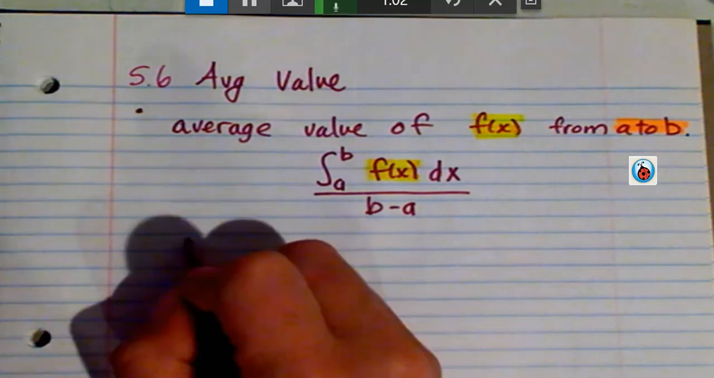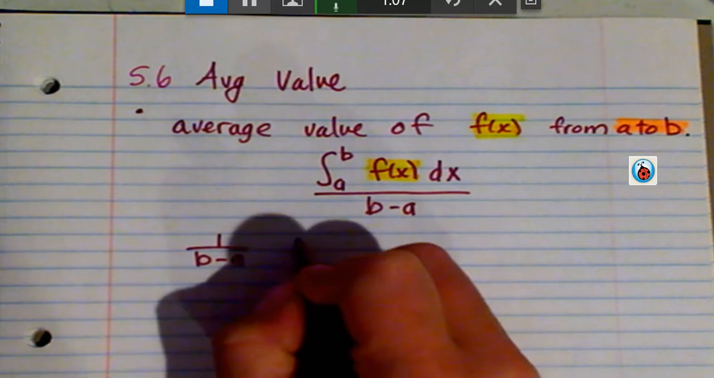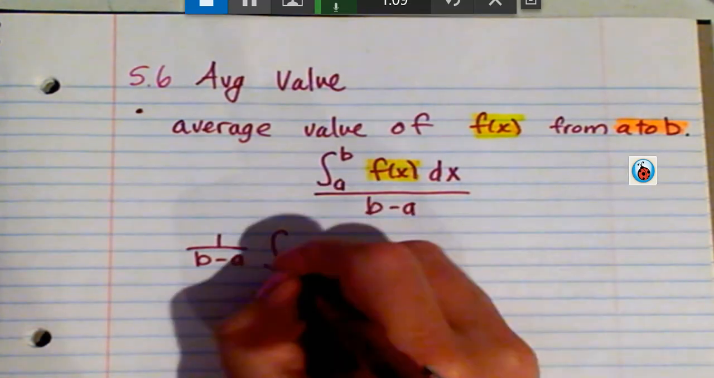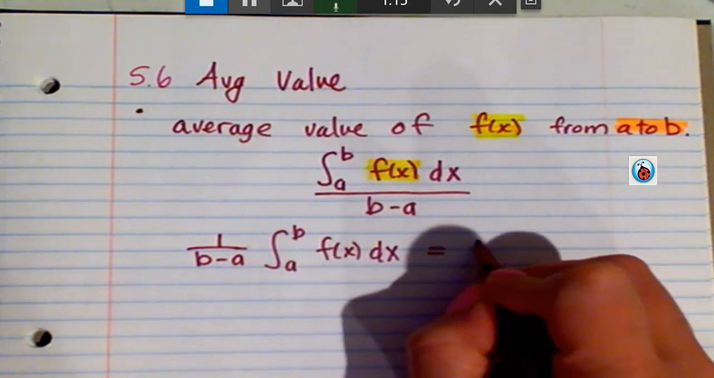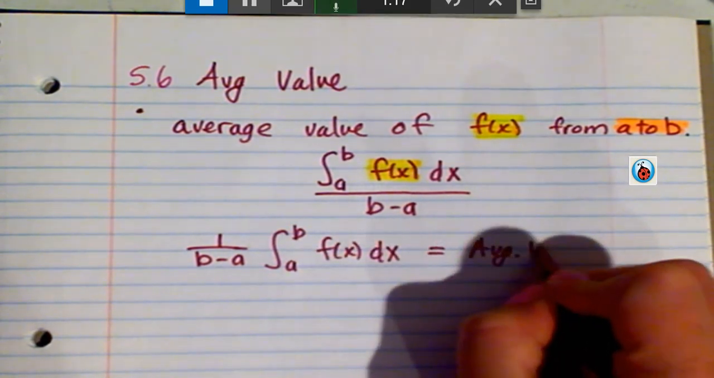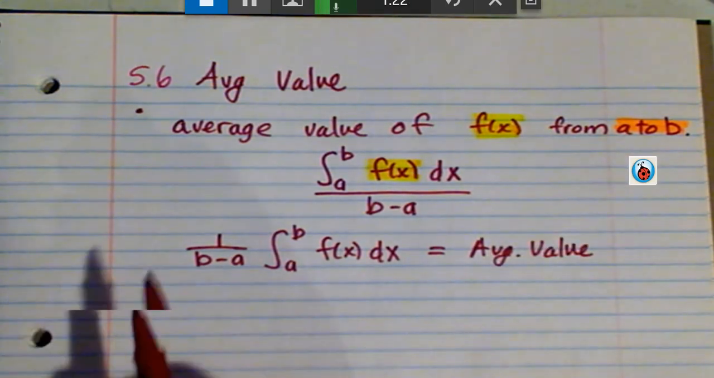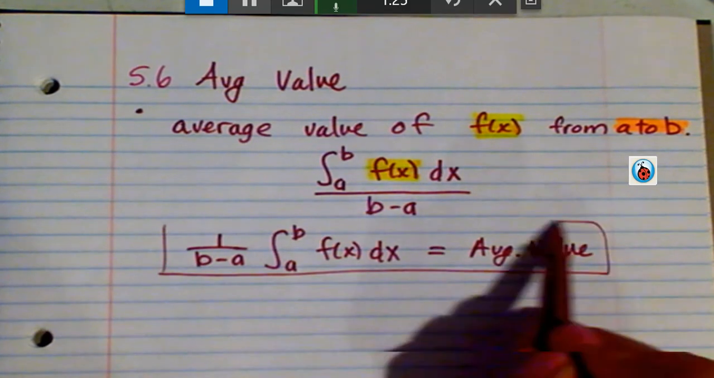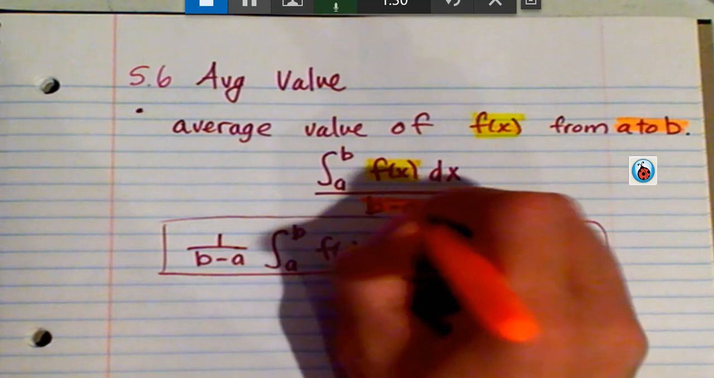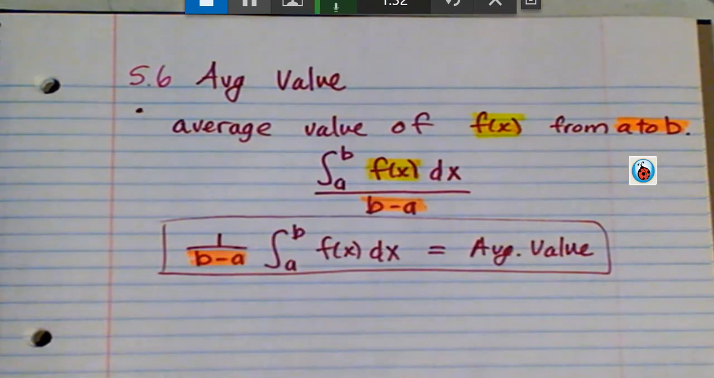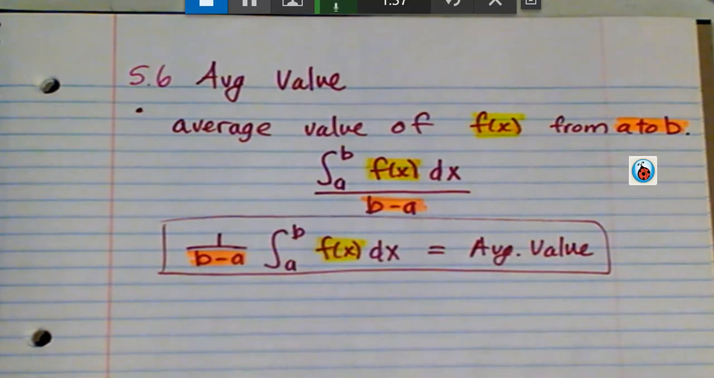Now, sometimes we write the integral like this, 1 over b minus a, so that instead of having multiple levels here, equals average value. So this is our formula for finding the average value of f of x. Notice that the b to a is important and the f of x is important.